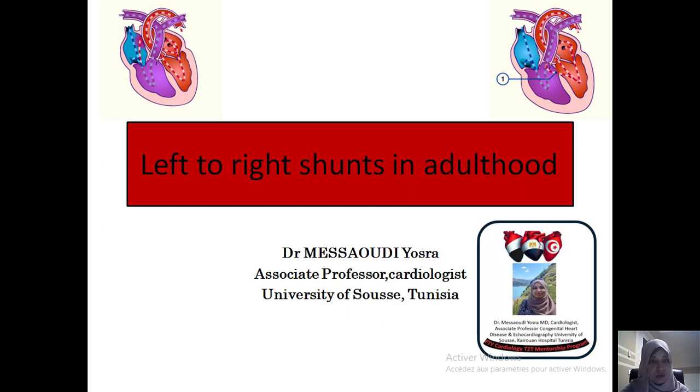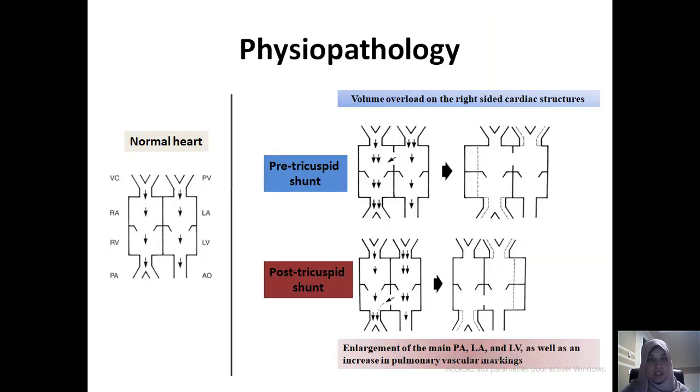We are going to talk today, in this first session of adult congenital heart disease, about left to right shunts in adulthood, and we will try to have an overview on the most common shunt lesions. To begin, let's talk about physiopathology.